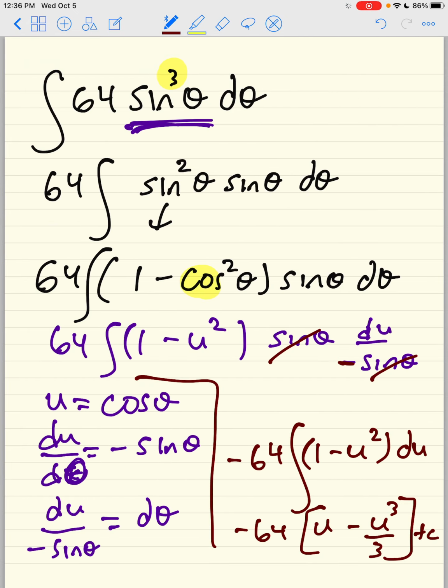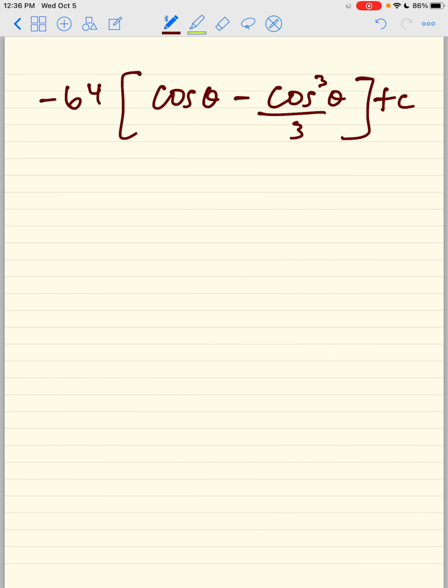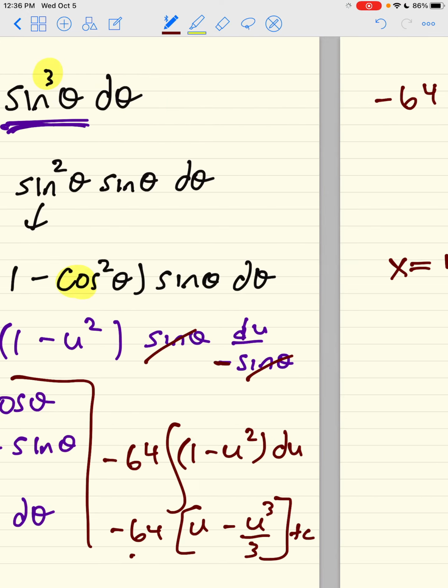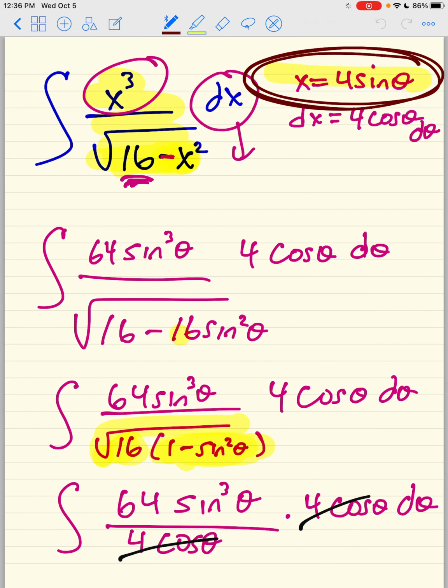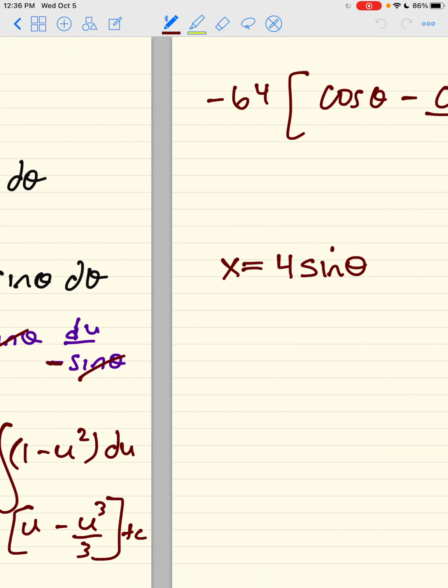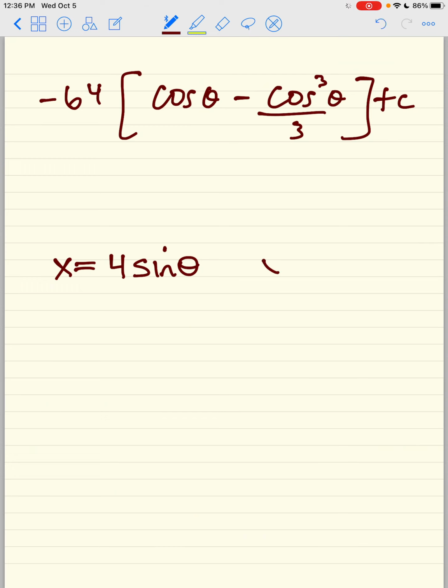So with that being said, you get negative 64 times cosine theta minus cosine to the third theta over 3, plus c. Great. The only problem is we started with x's, so you have to change them. X was equal to 4 sine theta in the beginning. So now we're going to divide to get x over 4 equal to sine theta.